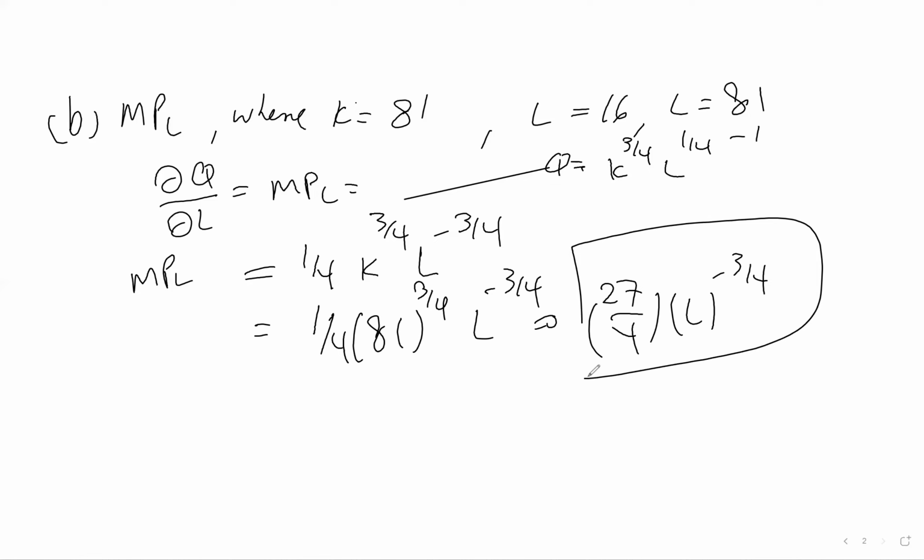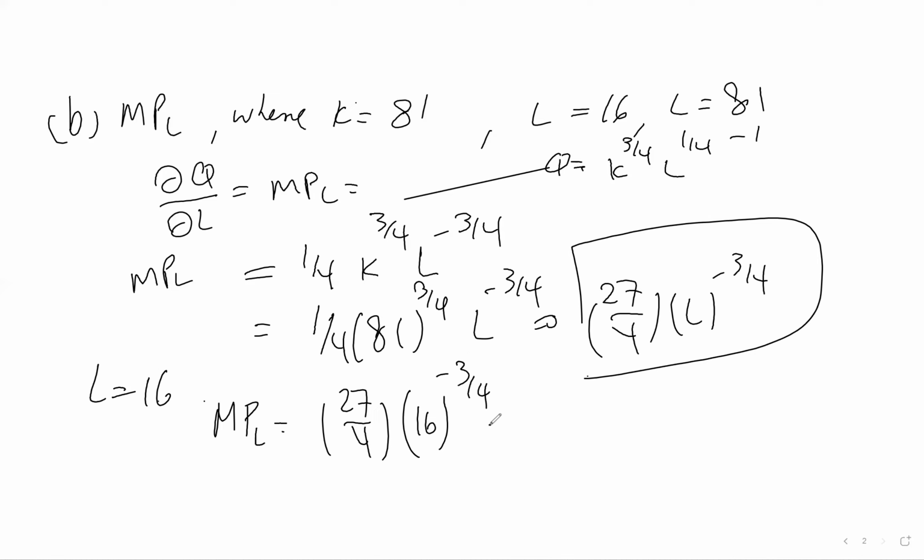Now, we were asked that when L is equal to 16, what will be the marginal product for labor? So the marginal product of labor is equal to 27 over 4 times L, where L is equal to 16, raised to the power of minus 3 over 4. And when we do that calculation, that is equal to 0.844.